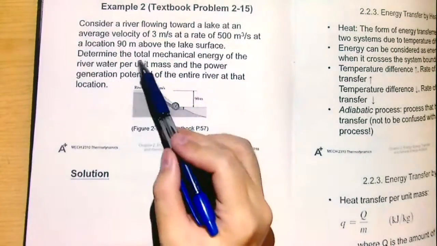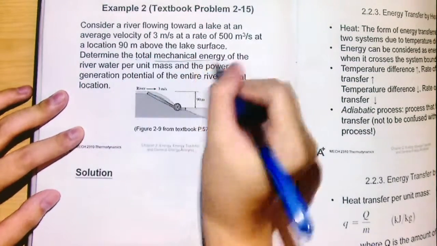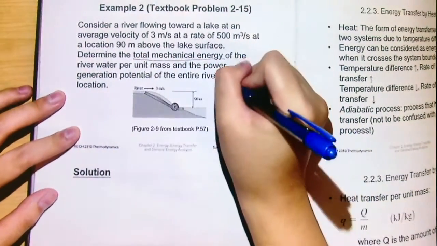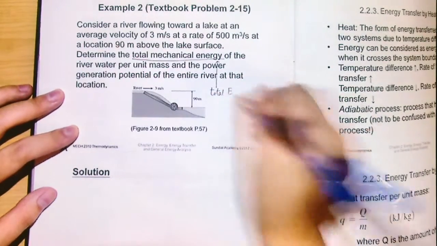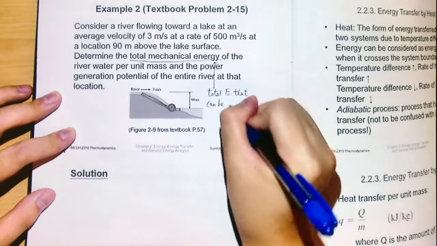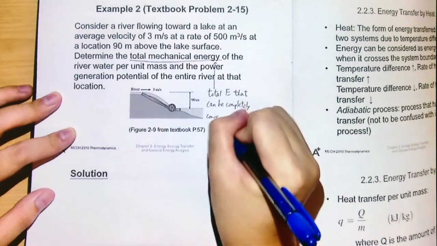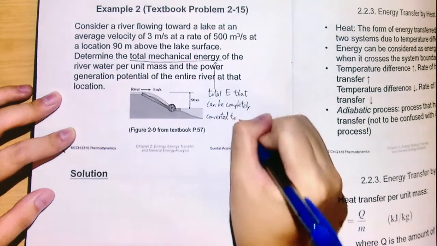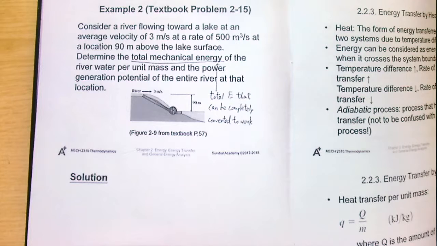This so-called total mechanical energy, let me remind you, by the definition, let me write a definition here. It should be the total energy that can be completely converted to work. That's the total energy that can be completely converted to work. That's the definition of total mechanical energy.